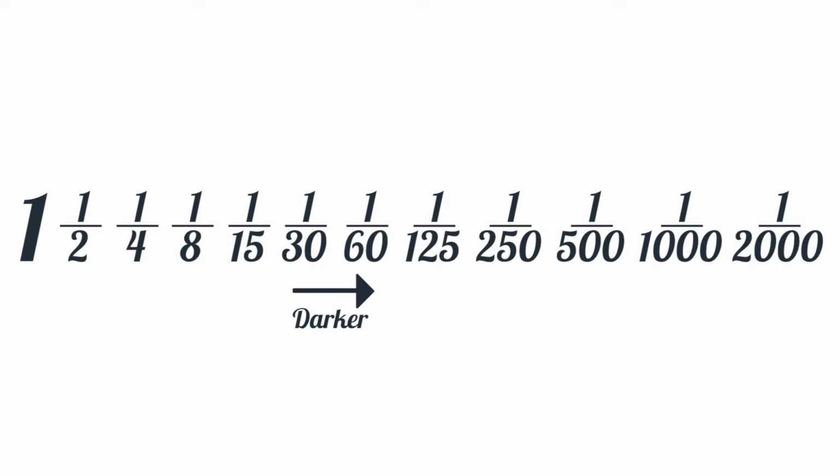Equally, if you want to go up a stop, so you want to make it brighter by one stop, you need to halve your shutter speed. So 30 halved is obviously 15, and you go for 1/15th of a second. And that works all the way up.